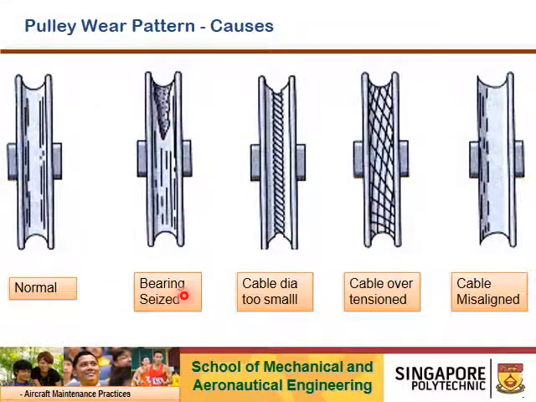This diagram shows the kind of pulley wear pattern. This is a normal wear. Definitely you will see wear because of the tensioning of the cable. Then you will see a large top portion of defect or damage. Then it's a bearing seizure and your pulley is not rotating, so the cable just slides through the top or bottom, depending on the attachment. And this one, after overuse, is a cable diameter too small and over-tensioning occurs, and this is cable over-tension and misalignment. So this will give us a telltale sign.